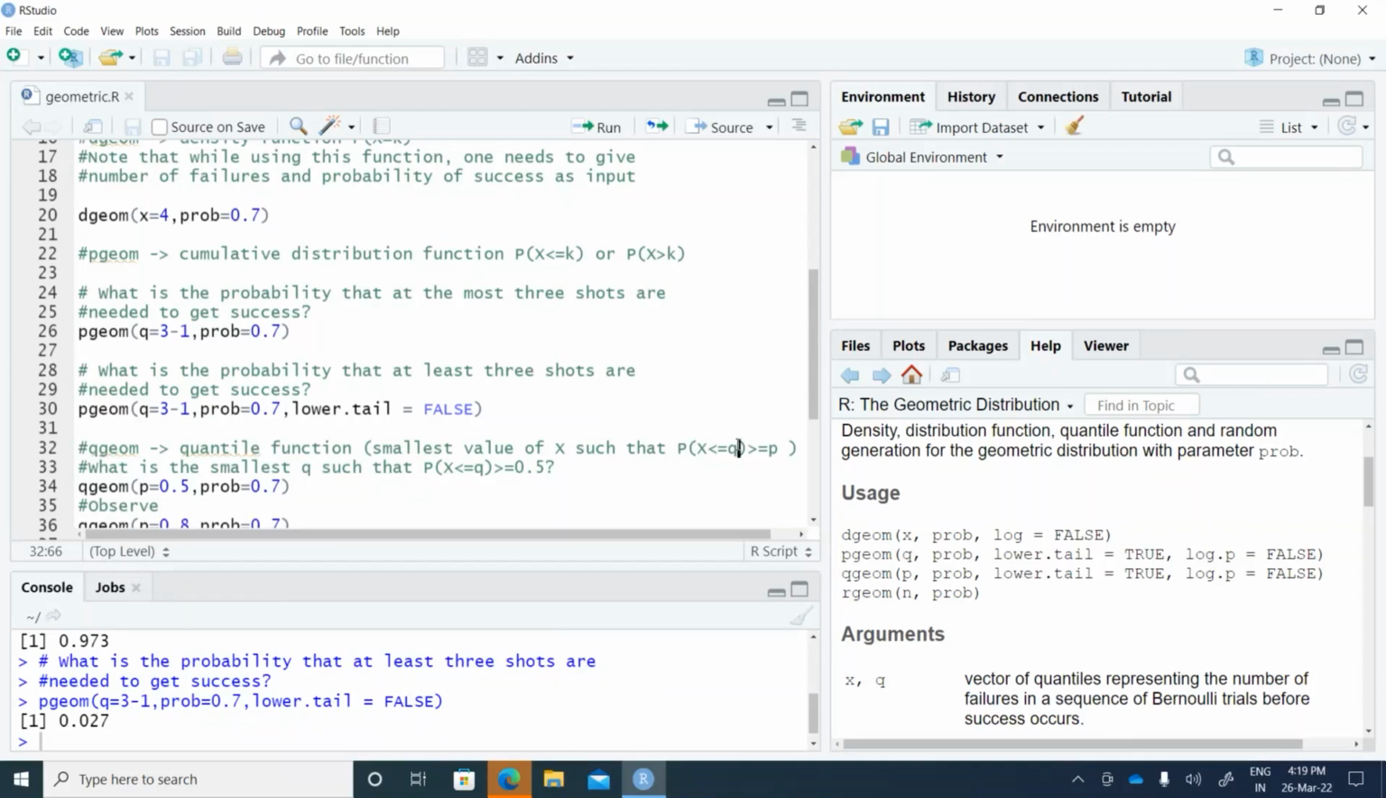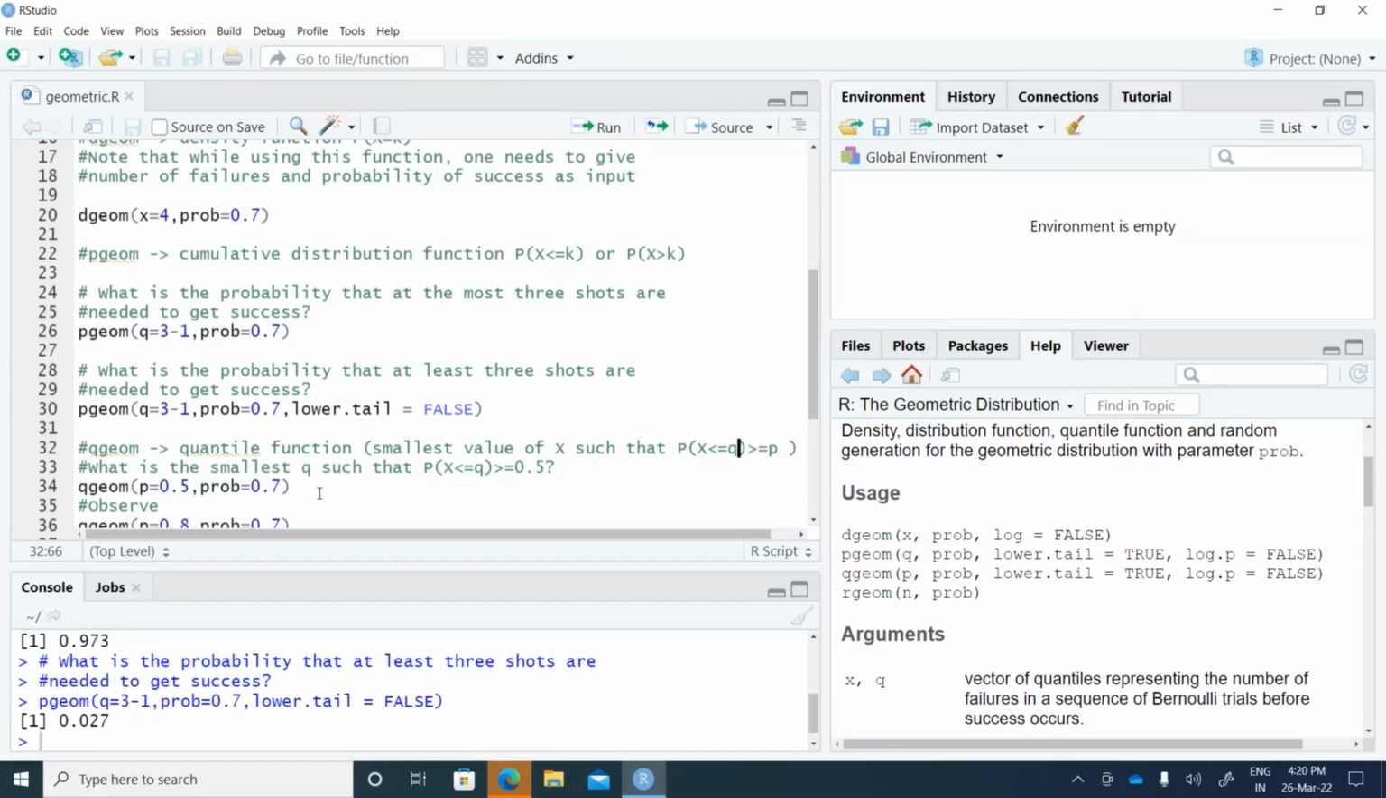So let us work that out. For the geometric distribution, this is quite interesting. How, I will tell you. Let us work out one problem. What is the smallest q such that the probability that x is less than or equal to q is greater than or equal to 0.5? Now I'm putting p equal to 0.5. The syntax for qgeom is that we need to write p first and then the probability of success. Those two things we need to provide. Here our probability of success was 0.7.